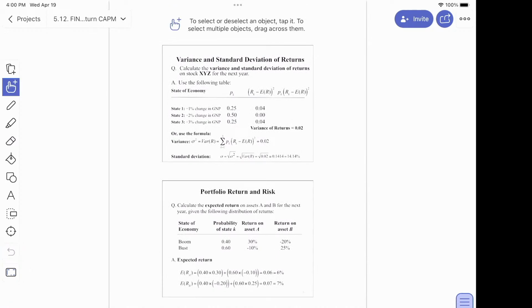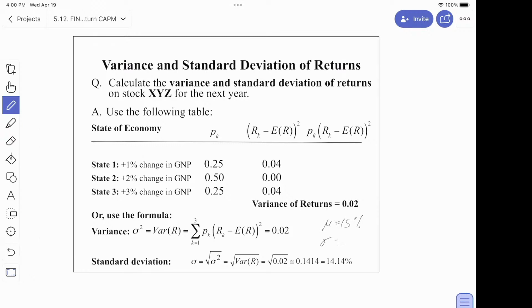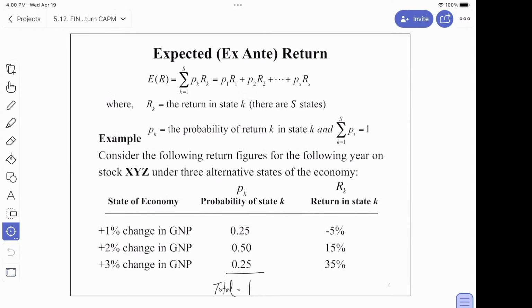Here are the final results. So the mu was 15% and the sigma is 14.14. So it's quite spread out relative to its mean. And we're going to interpret that in a moment. So let me show you how we can get this easily out of our calculator. Let me get the initial data set here.